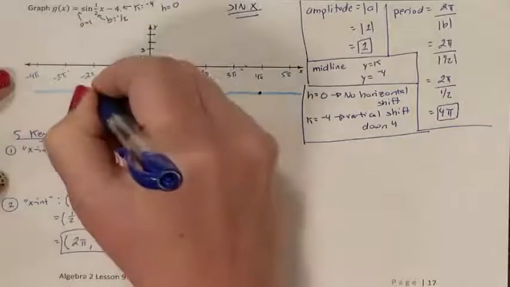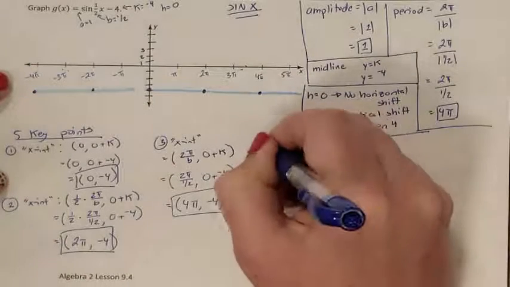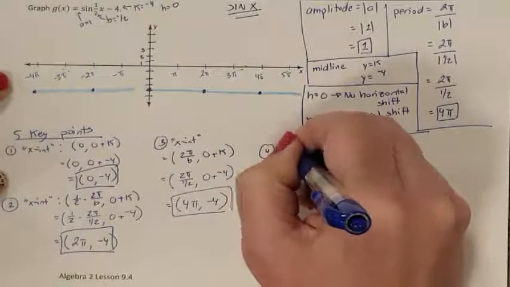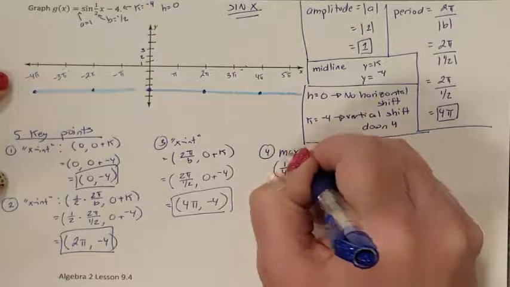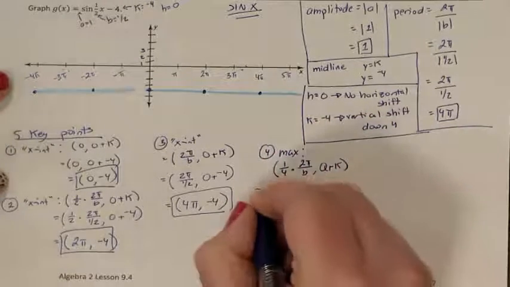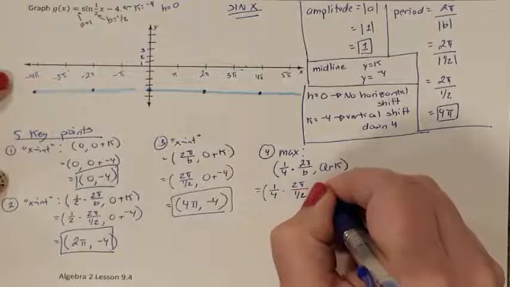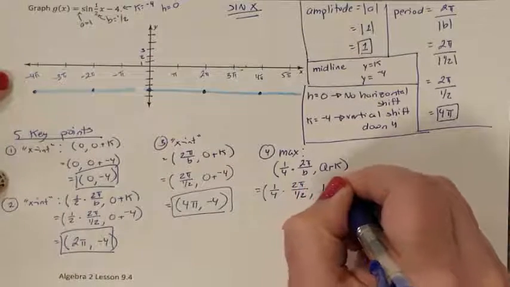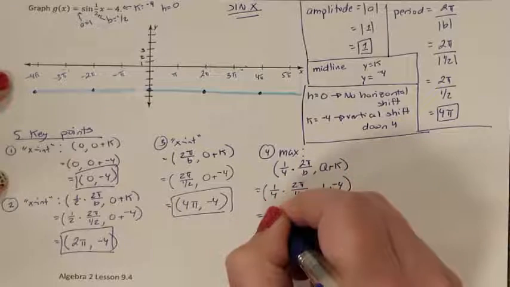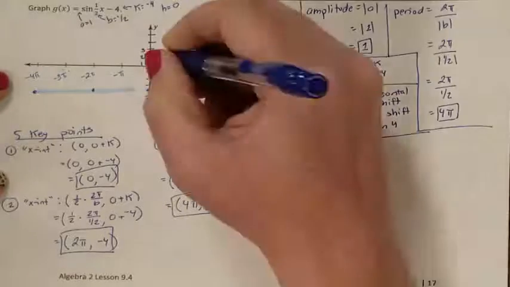Let's make sure those intercepts are counted the whole way through. My fourth point is my 1 max. And this is the formula taking the vertical shift into account. The b is a 1/2. My a is a 1. My k is a -4. So my max is the coordinate point pi, -3.